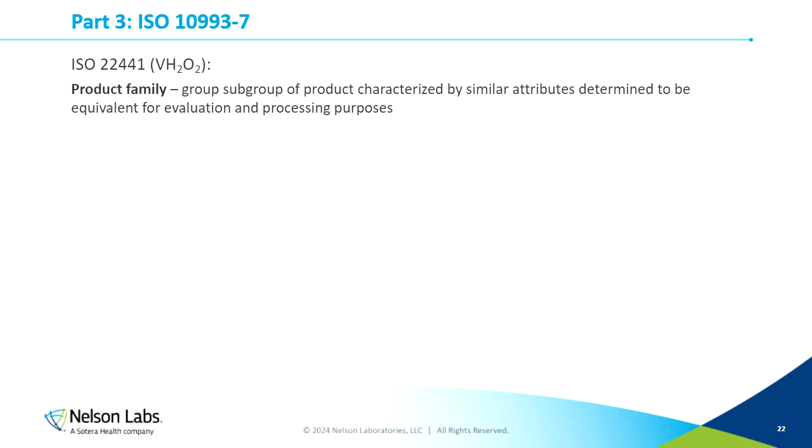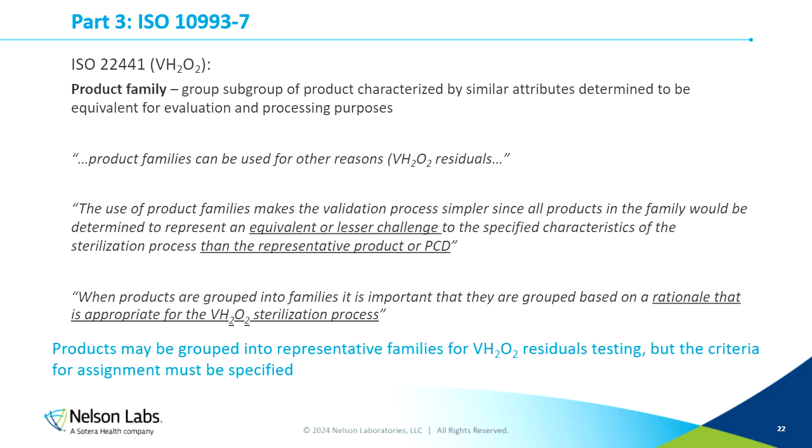Now, something that ISO 22441 does explain in quite a bit of detail is the idea of a product family. And this is something that can help you out if you are a manufacturer that has multiple devices of the same type in different sizes. This way, you can define a subgroup of products with similar attributes and essentially only test the worst case device.